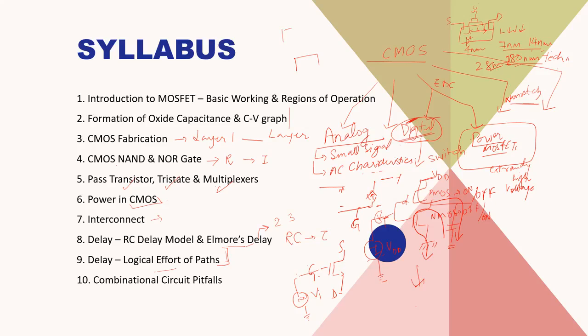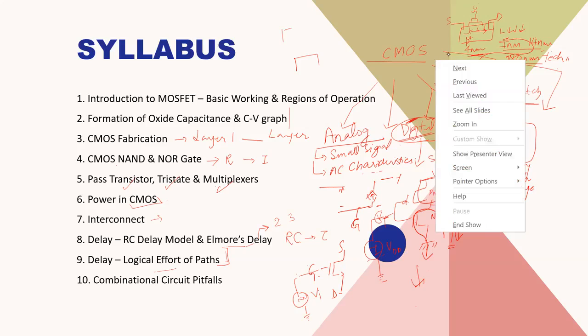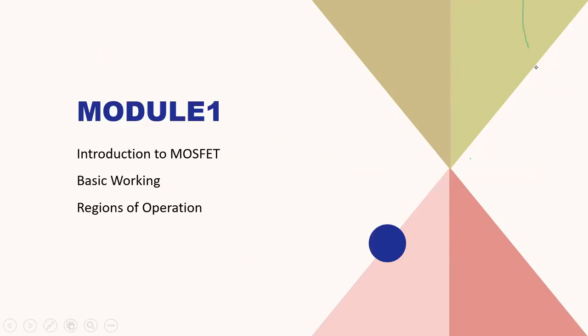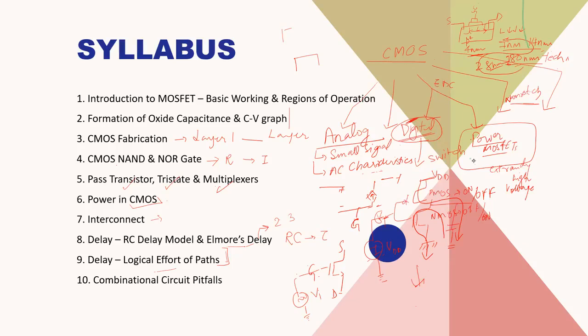right? So this is basically the length of your channel. The channel length is reducing day by day. 4 nanometer has come, someday it will be less. Okay, so nano comes from this effect only.